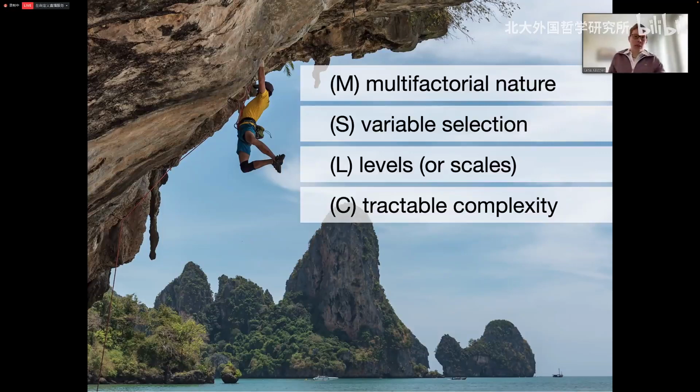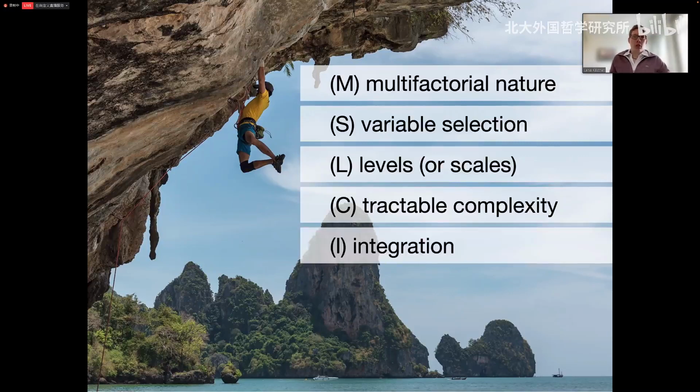Now, suppose for a second that all of these challenges can be addressed. Yeah, we have good answers to variable selection, levels, and thereby complexity. And we did meet multifactorial nature through some clever variable selection, maybe. Then what remains is the challenge of integration. And this is really something that's very important when you think about multifactorial models. How do we relate the different parts of the model, and what are the relations between the variables and the different data points?